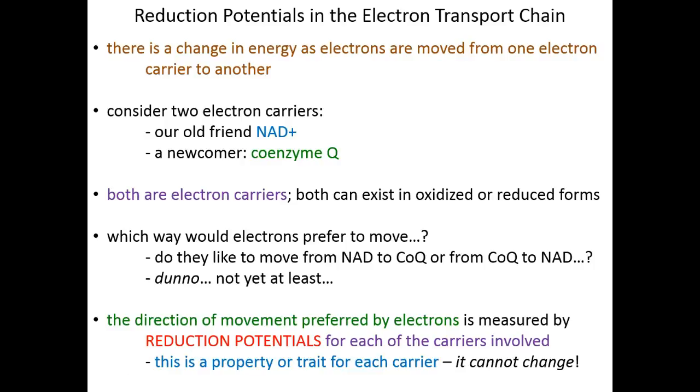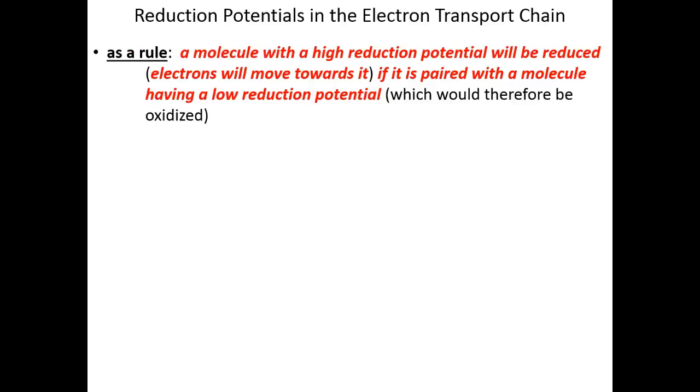And reduction potentials are kind of synonymous with pKa's that we've discussed in the past in this course, in the sense that these are properties of the electron carriers. They can't change. It's like the electron carrier's eye color. NAD has a reduction potential, and that will always be NAD's reduction potential.